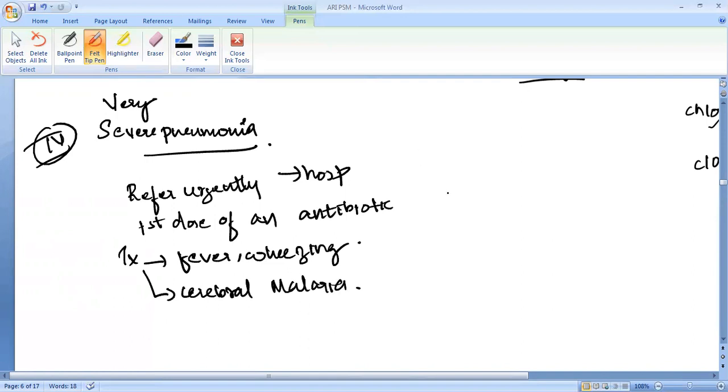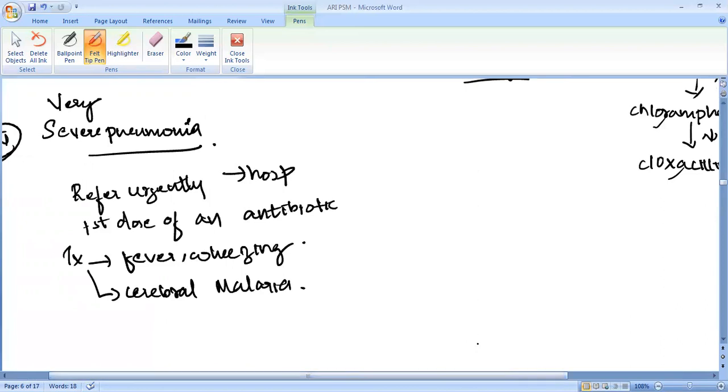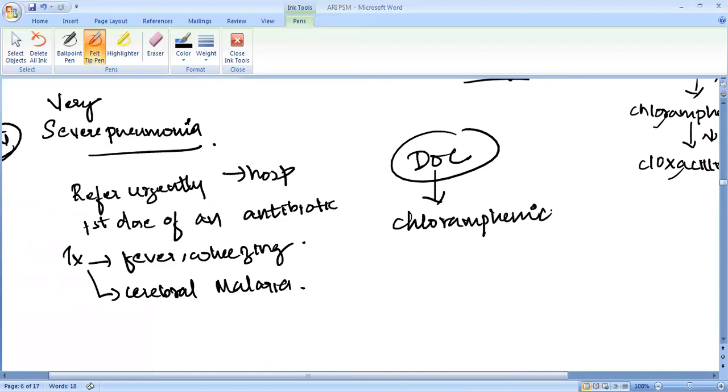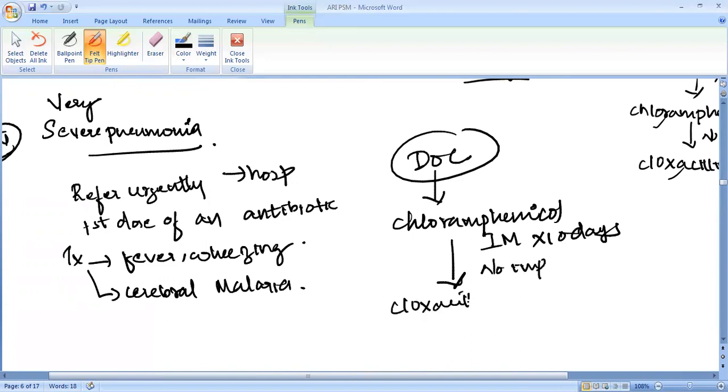And which antibiotic will be given in a case of severe pneumonia? In case of very severe pneumonia, the drug of choice is chloramphenicol, very important. We will be giving chloramphenicol intramuscularly. All these medications will be given intramuscularly for 10 days. If there is no improvement with chloramphenicol, then we will be changing to cloxacillin plus gentamicin, which will be given IV. So this is the way we manage a case of very severe pneumonia.